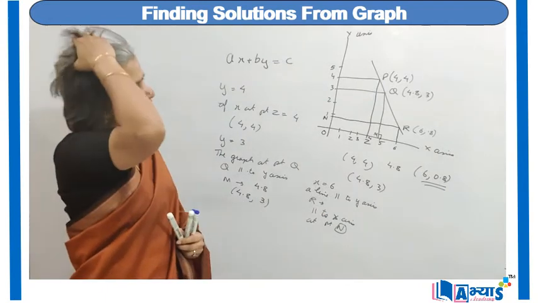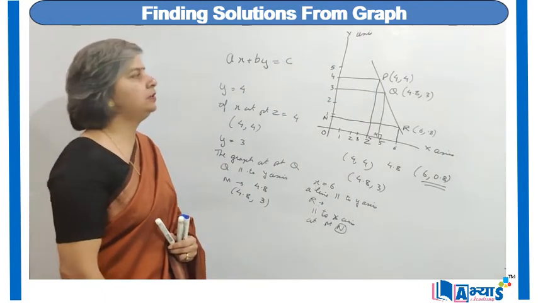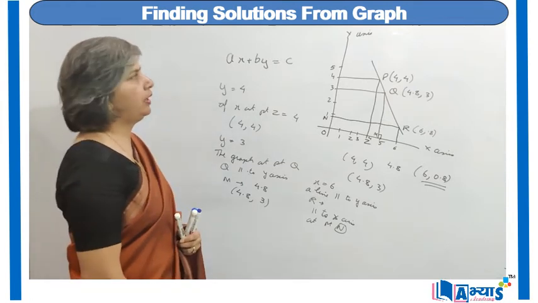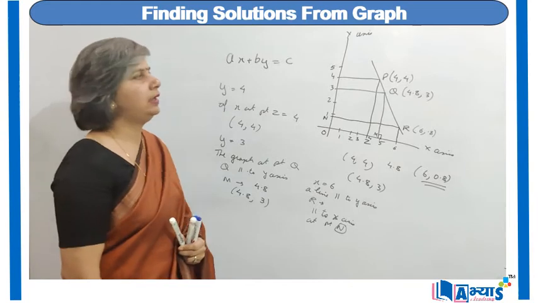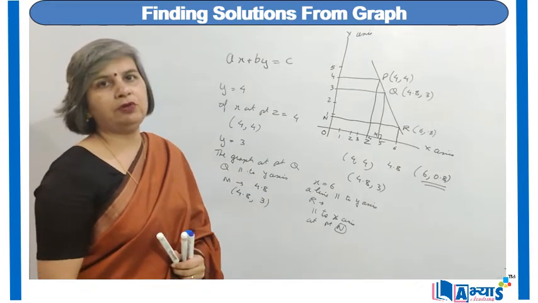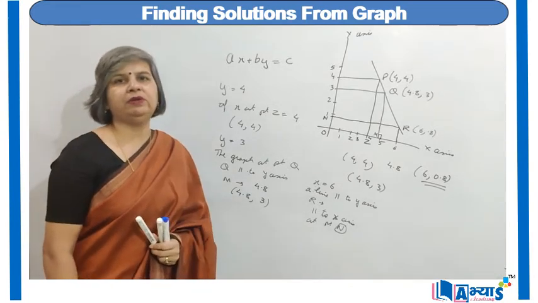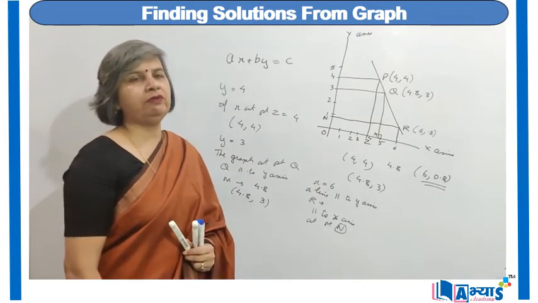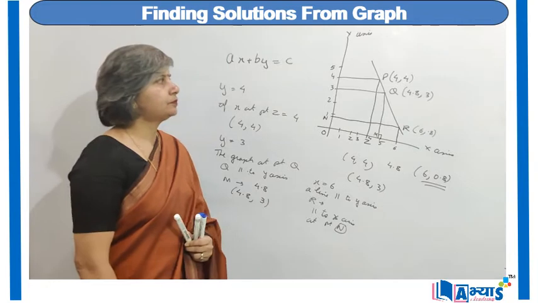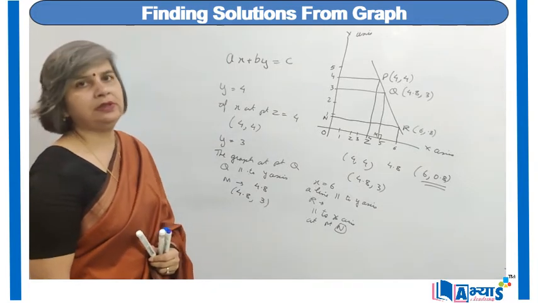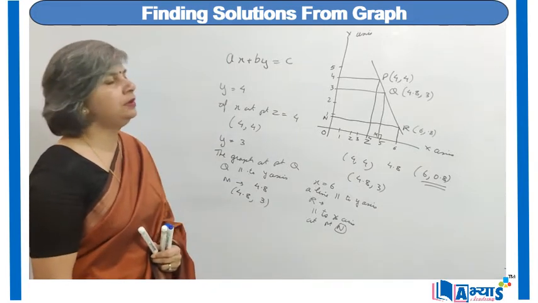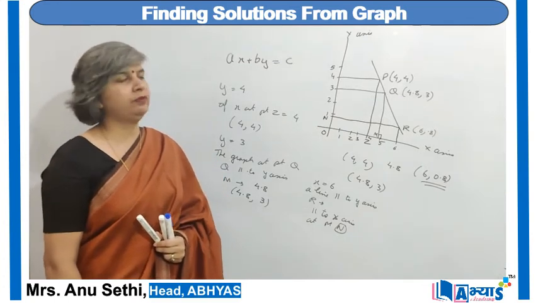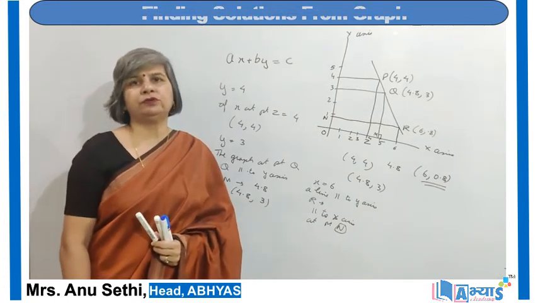So this is how we can find the solution of the equation from the graph by assuming one value, that means either x or y, and then we will find the other value. If we have assumed x we will try to find y, and if we have assumed y we will try to find x, because all the points on the line, or we can say all the points on the graph that we have plotted, are the solutions of the linear equation.